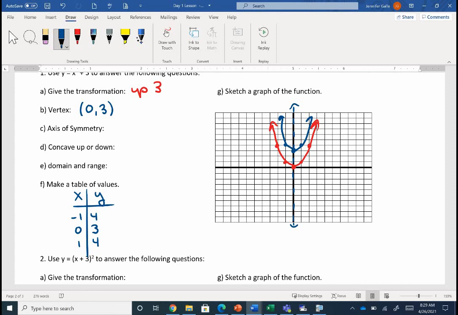Now the axis of symmetry, it's a vertical line, so it's always x equals. And it's always what the x equals of your vertex. So all along that vertical line, any ordered pair I pick, the x is going to be 0. We open up. Our graph opens up.